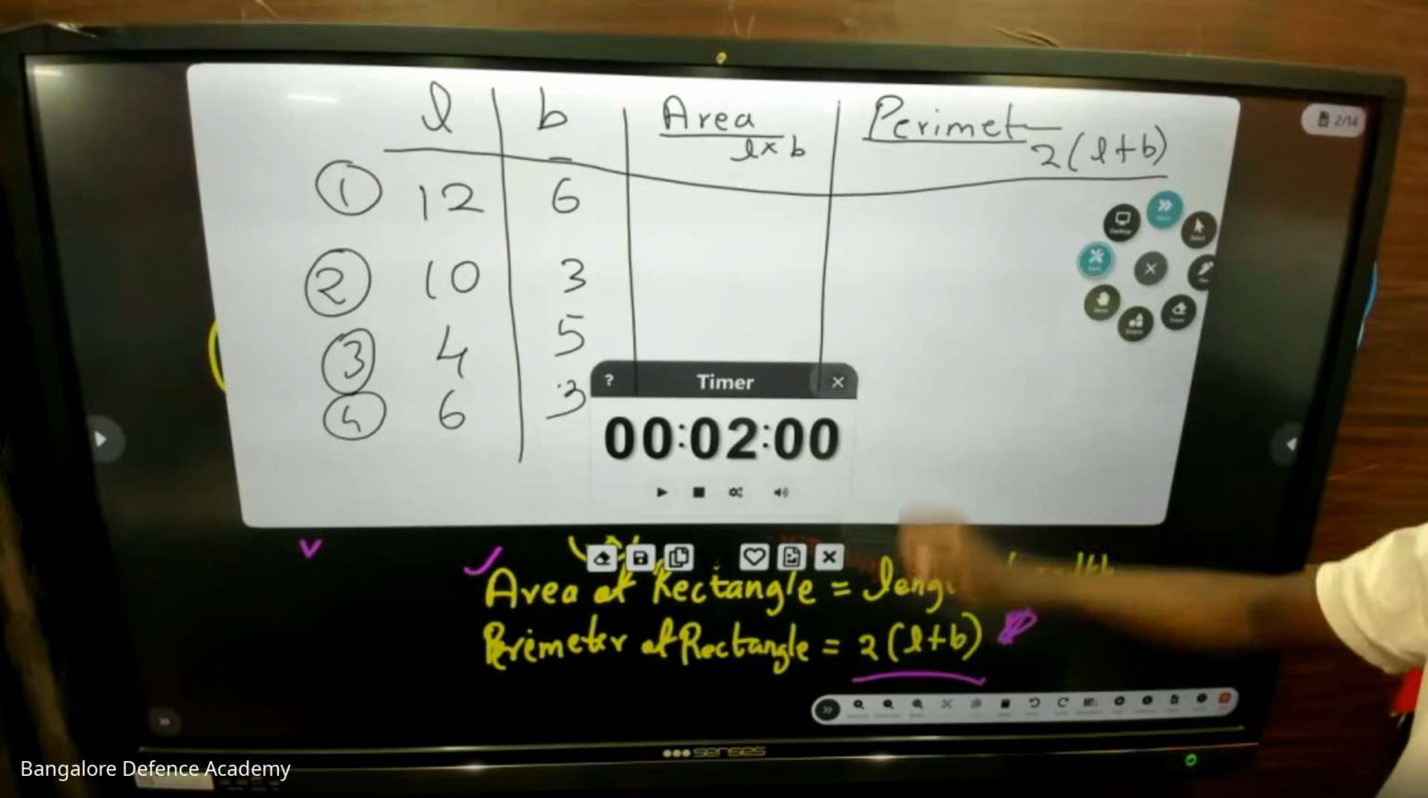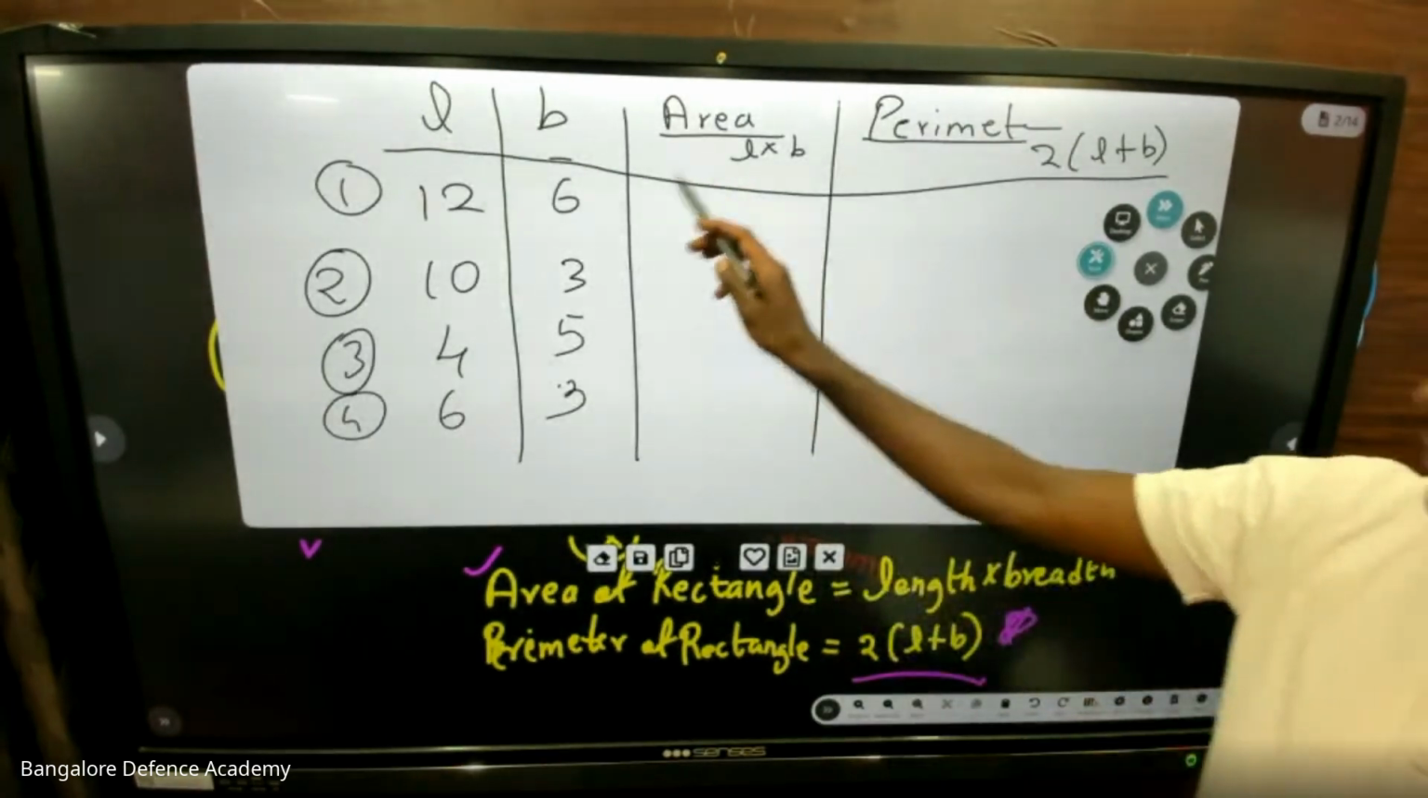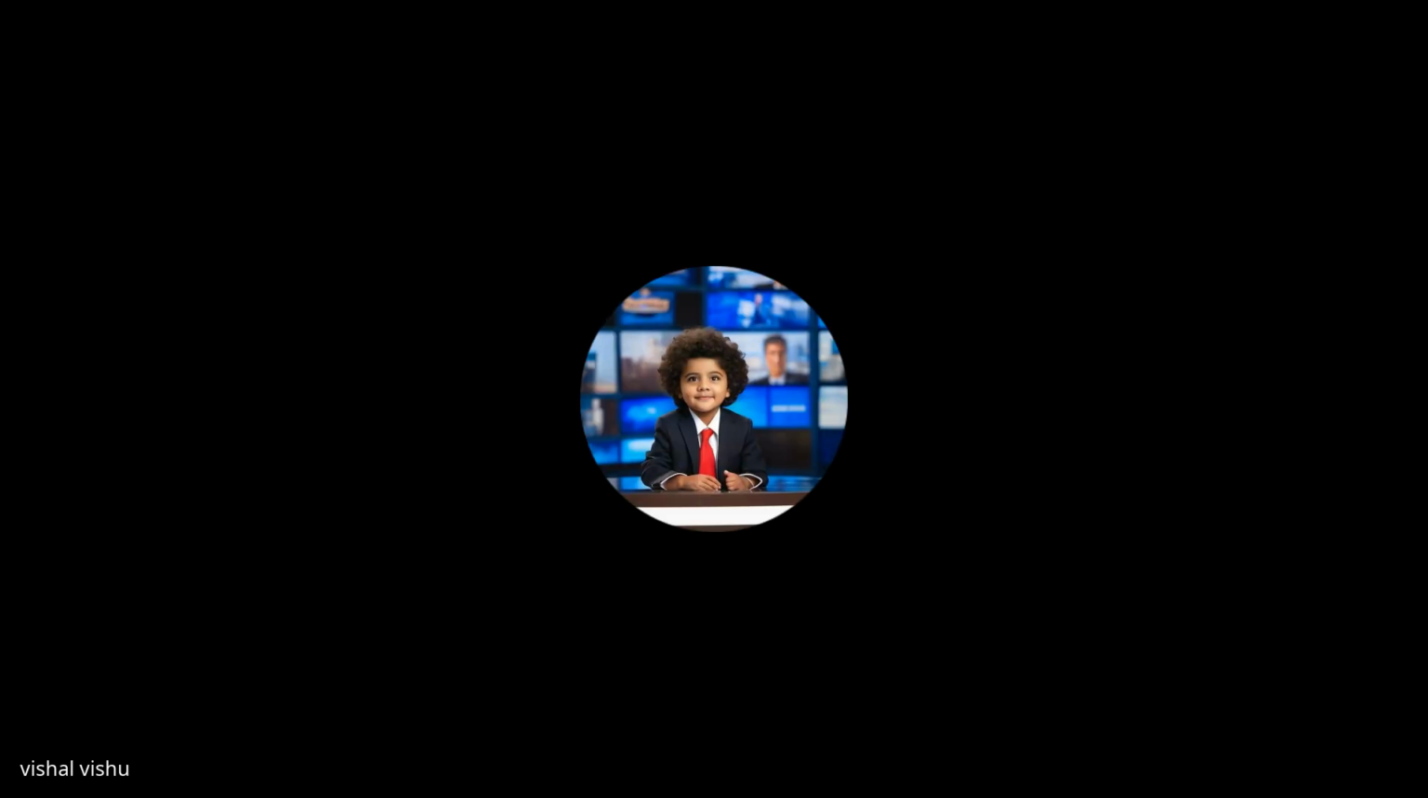Okay. Stop writing, everyone. What is the answer for the first one? Area of rectangle, 12 into 6. 72. Very good. What about the perimeter? 36. Then for this one, area 30, perimeter 26.